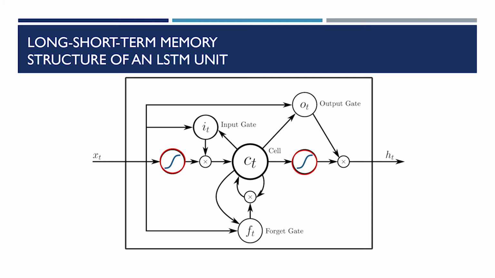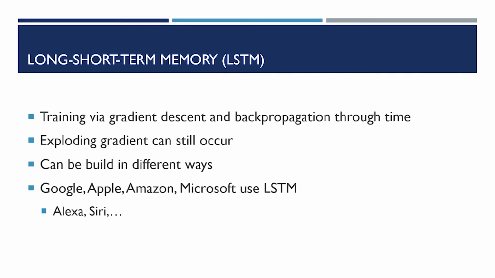The big circles containing an S-like symbol represent the application of an activation function, like the sigmoid function. The small circles with x inside represent an element-wise multiplication of its inputs. Now you have a basic understanding of a long short-term memory unit. The LSTM can be trained using gradient descent and backpropagation through time. Due to the construction of one unit, the backpropagated error remains inside any unit, and hence the vanishing gradient problem is solved. Exploding gradients can still occur.